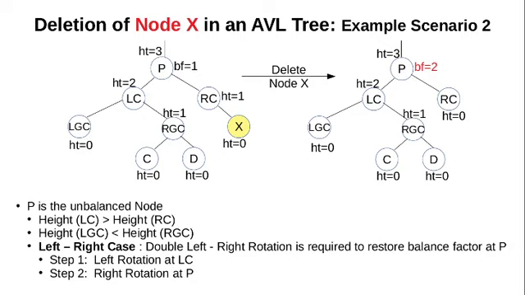So, a double left-right rotation at P is required to restore the balance factor in the permissible range of -1 to 1 in the subtree. The double left-right rotation is a two-step process. Step 1 is the left rotation at LC, and then step 2 is right rotation at P.